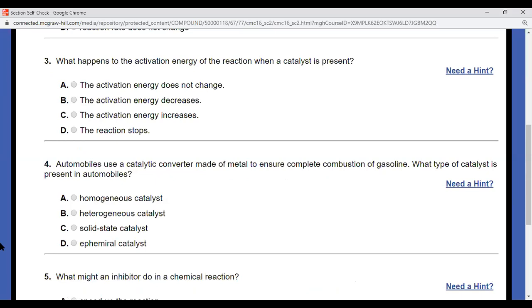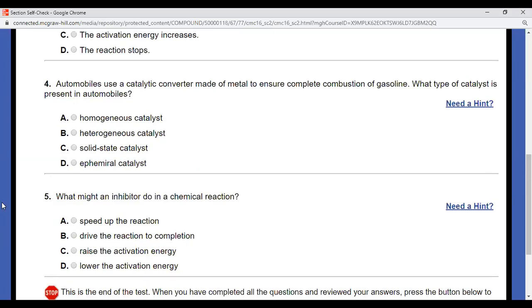Number 3. What happens to the activation energy of the reaction when a catalyst is present? The energy decreases. Number 4. Automobiles use a catalytic converter made of metal to ensure complete combustion of gasoline. What type of catalyst is present in automobiles? Heterogeneous or homogeneous? Heterogeneous.